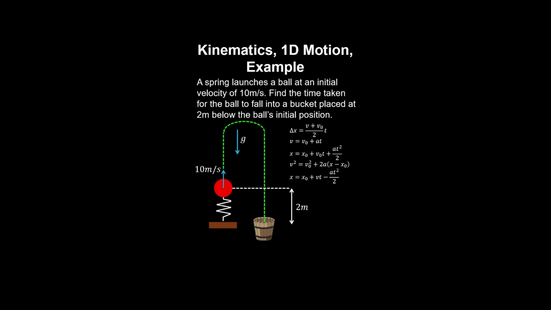A spring launches a ball at some initial velocity, and we're asked to find the time taken for the ball to fall into a bucket that's placed 2 meters below its initial position. So we recognize that the acceleration is uniform, so we can treat this as one interval of motion. So choosing our coordinate system, we'll have the positive y direction and the origin at the initial position of the ball, and the final position is thereby minus 2 meters.